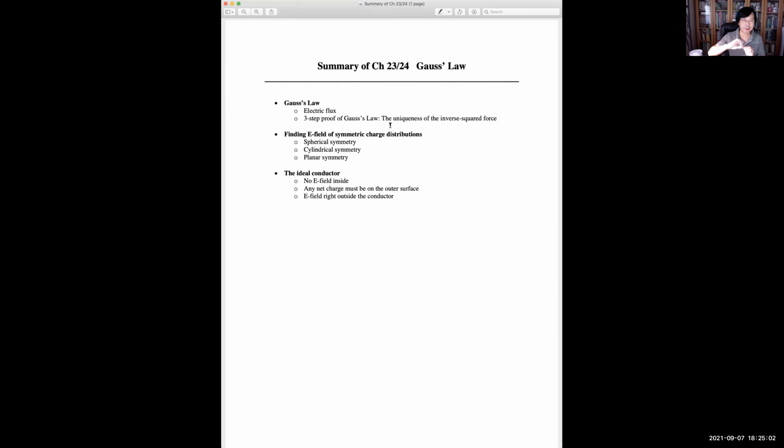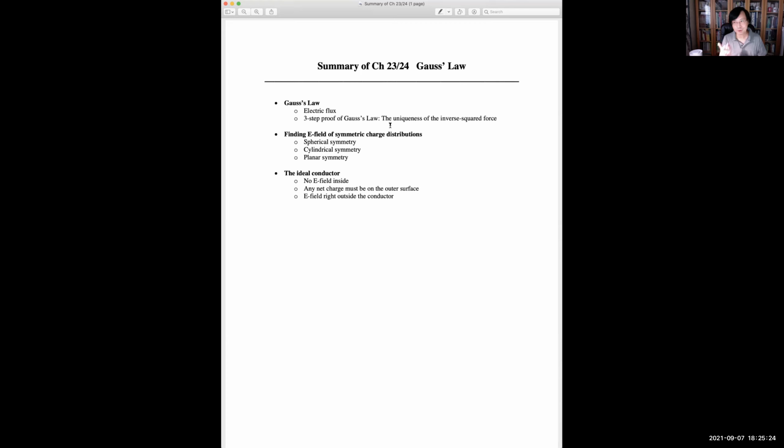Basically, we just extend a cone from that point charge. That cone will intercept two surfaces. One, the original sphere. The second one is the new arbitrary shape. You want to prove that the flux through the two intercepted areas by the same cone are equal to each other. Okay, that's the second step.